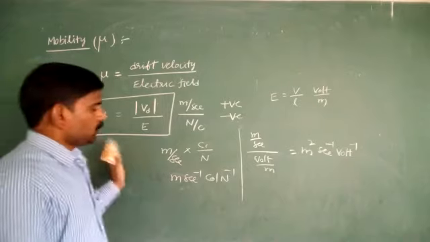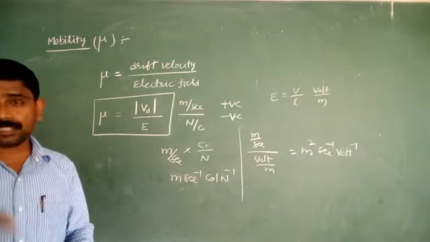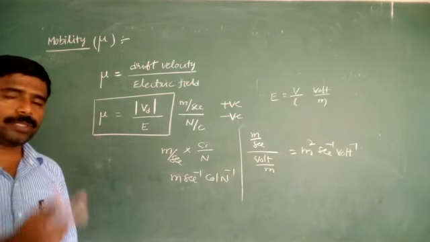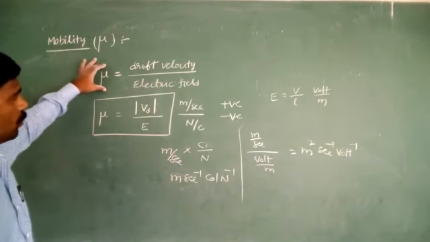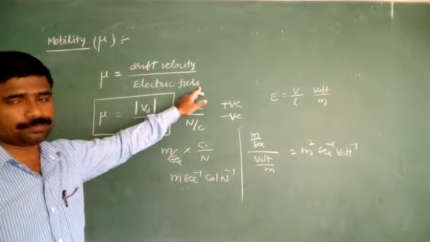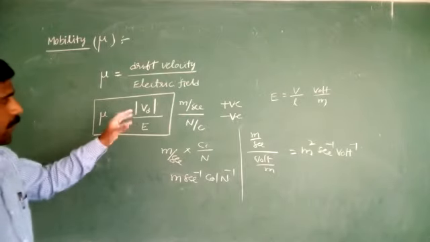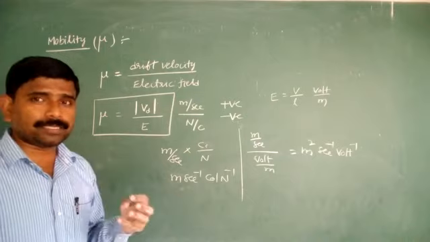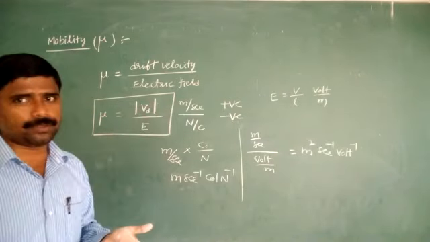So mobility is the property which tells how the charge carriers in a conductor travel through that conductor. How do we define mobility? Mobility is defined as the drift velocity per unit electric field. For the electric field we are applying, what is the speed, that is, the velocity of the charge carriers? Here we call it the drift velocity.